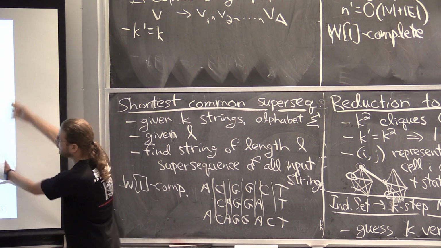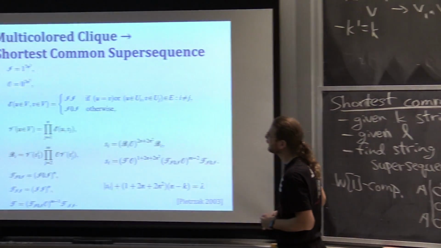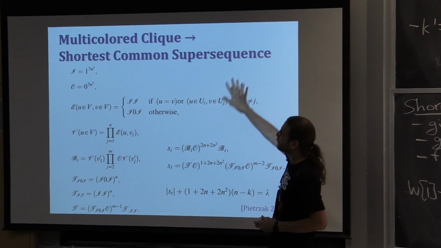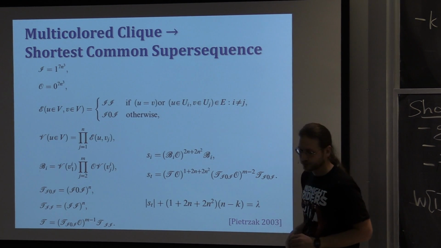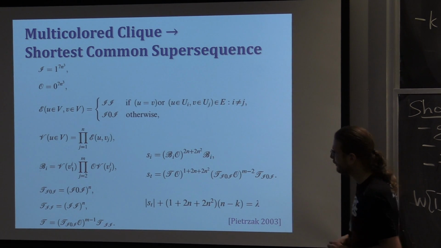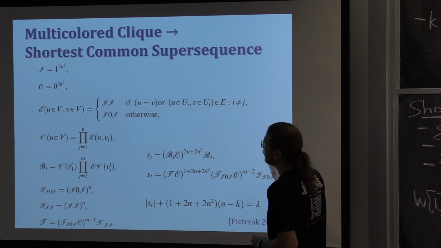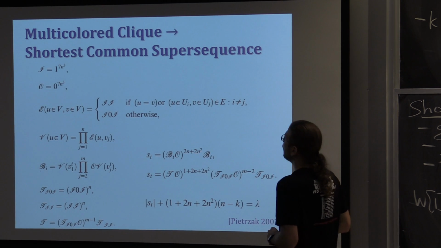And this is a sketch of the proof. It's a reduction from Multicolored Clique. I think this is the paper that introduced Multicolored Clique, in fact. It's the earliest one I could find, and this is 2003. It became more popular since 2009.